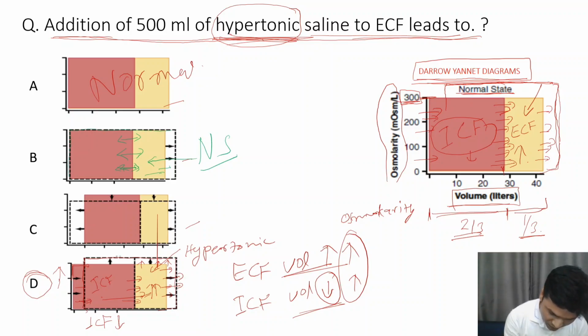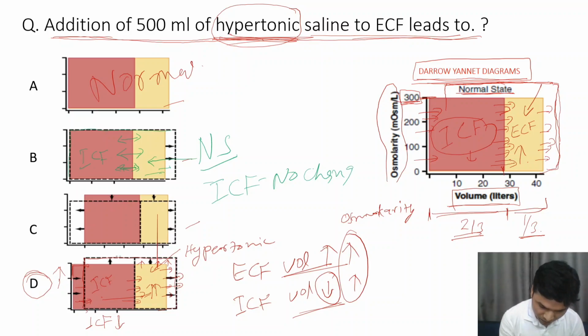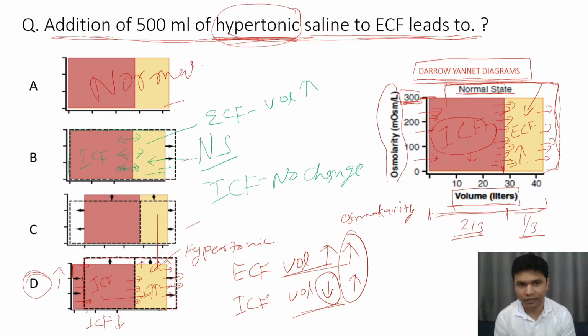So there is no change in the volume of intracellular fluid. ICF, no change. And ECF, extracellular fluid: volume increases and osmolarity remains the same. There is no change in the osmolarity. Okay, clear? So let's see another diagram.